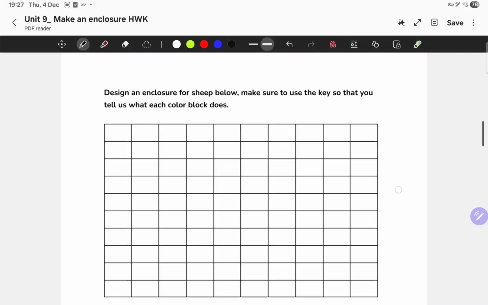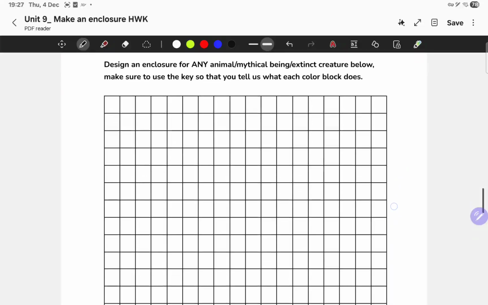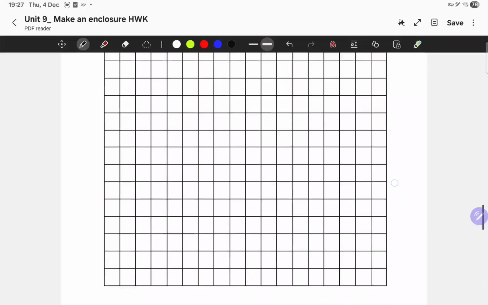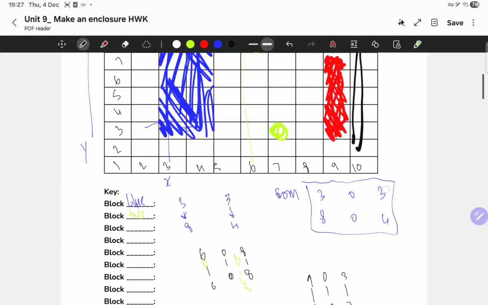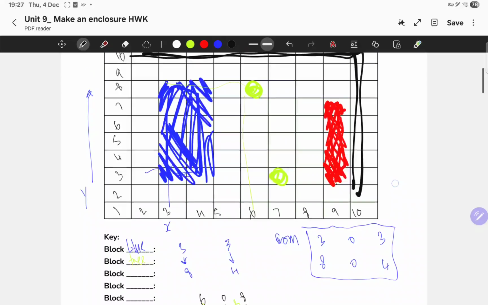Now I want you to do the same thing for a sheep enclosure, and then one here for any animal or mythical being, extinct creature like a dinosaur, a unicorn, or a griffin, anything you want, right? And use your imagination. So that should be it. So pretty easy. The difficult part here is reading the coordinates, right?